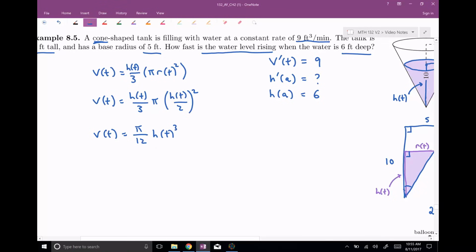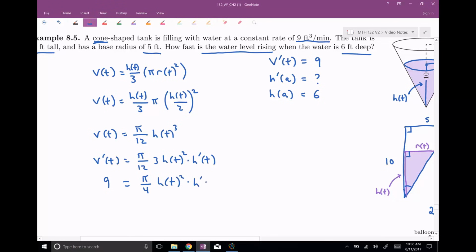All right, now I'm ready to go. I have this nicely related, so I'm going to take the derivative on both sides. So v prime of t is equal to pi over 12. The 3 comes down, I get h of t quantity squared times h prime of t, thanks to the chain rule, right? The derivative of the inside. So that's my h prime of t. Now, we can plug in v prime of t is equal to 9, right? So it's filling at 9 cubic feet per minute continuously. Let's cancel this 3 and this 12 a little bit to get pi over 4.